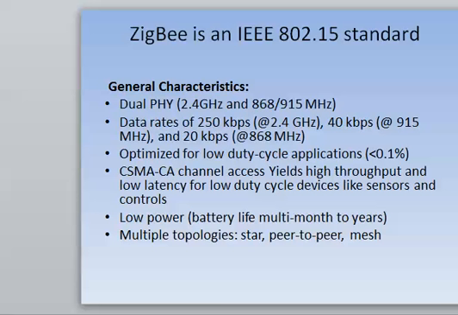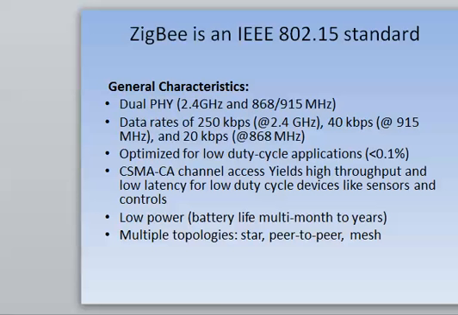So the data rate of 250 kilobytes is at 2.4 megahertz. At 915 megahertz it is 40 kilobytes per second, and at 868 megahertz it is 20 kilobytes per second.